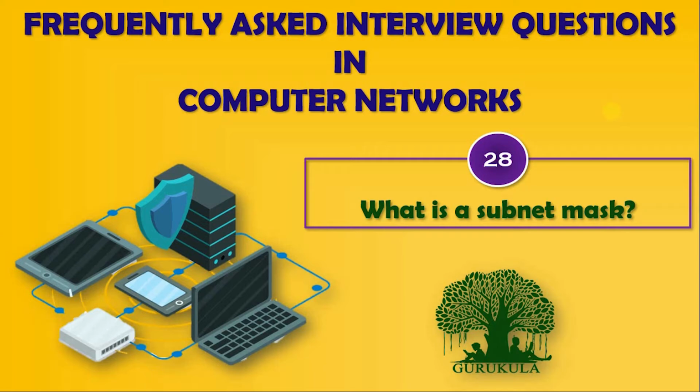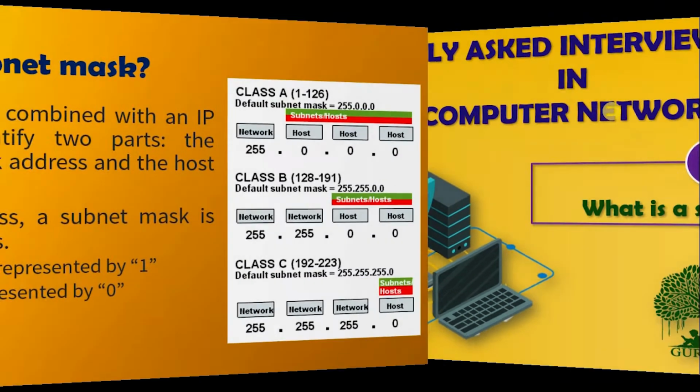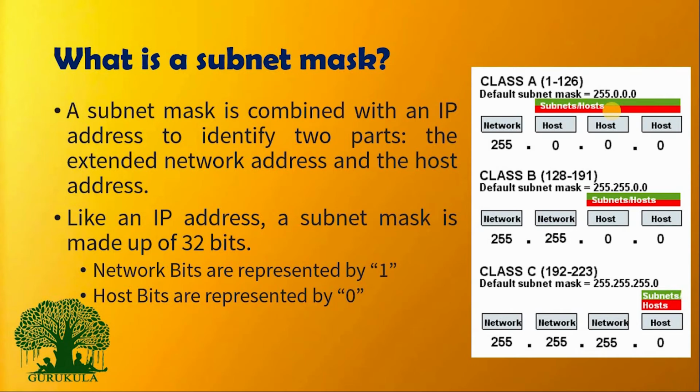I'm Jai. So today in this video we will be talking about what a subnet mask is. A subnet mask is a combination of ones and zeros which is combined with IP addresses, and is used to identify the parts of the IP address.